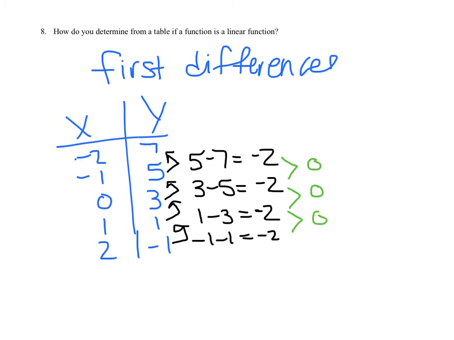So what is a first difference? A first difference is when you subtract two consecutive y values and you get a constant number. That means it is linear. If you do a second difference, then you would get 0. So that's how you determine from a table if a function is linear or not. If a function was quadratic, remember quadratic, you have to go all the way to the second difference before you get a constant.